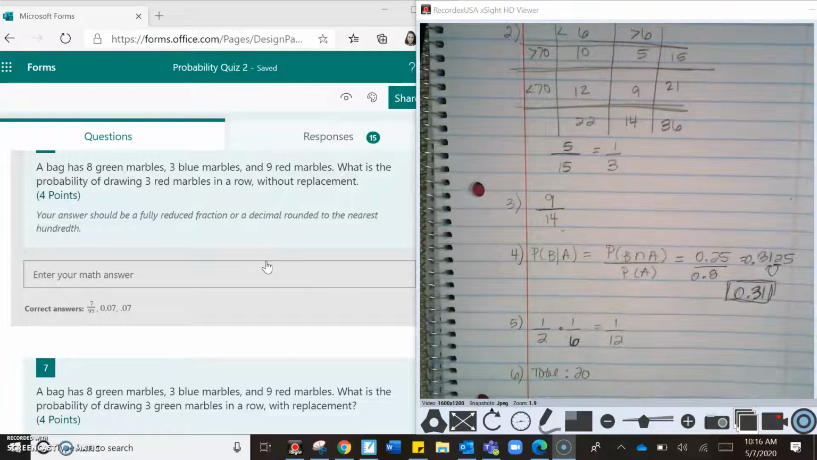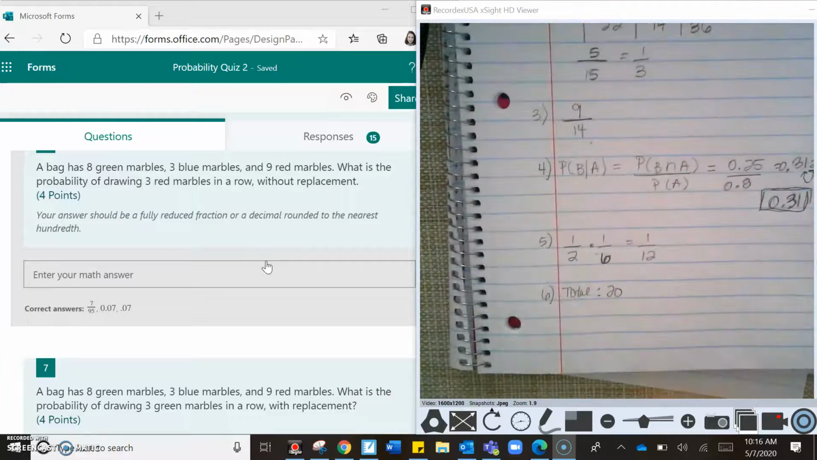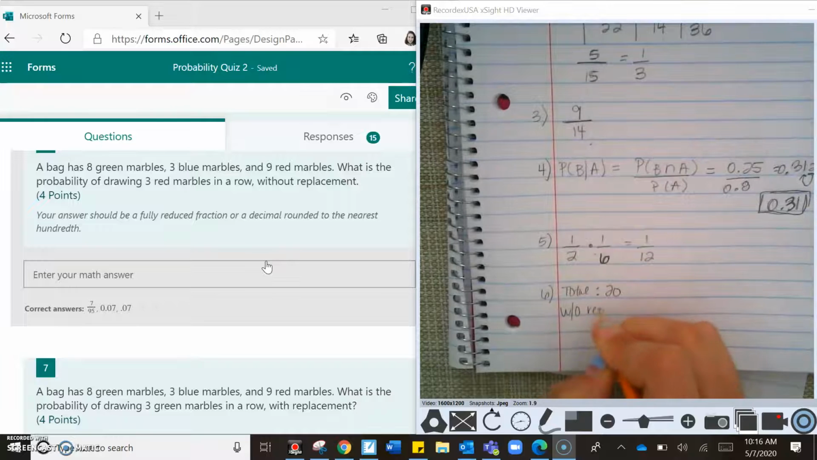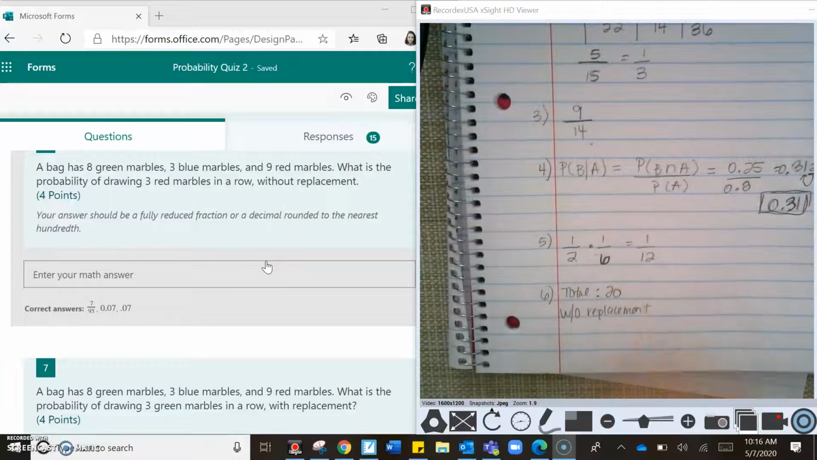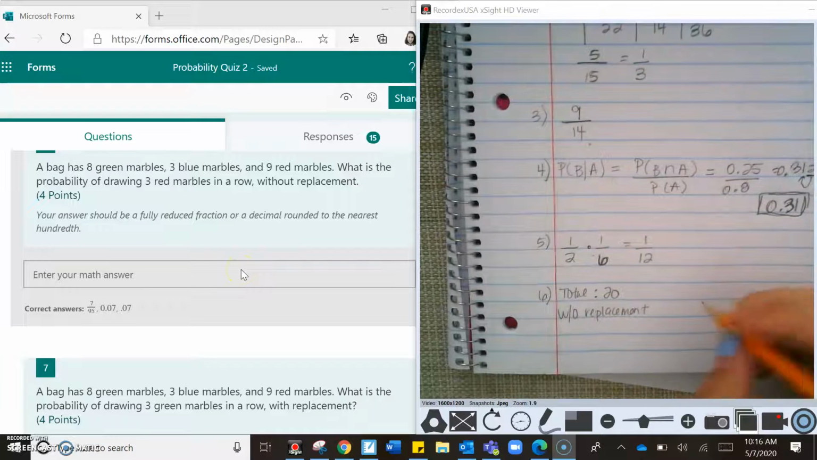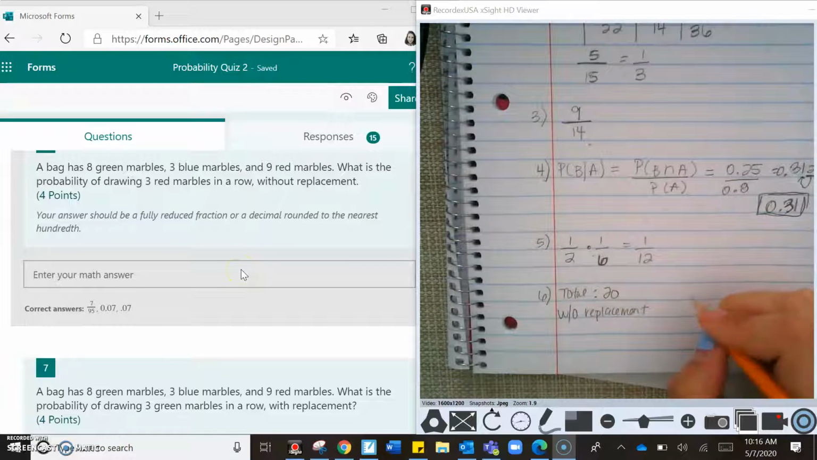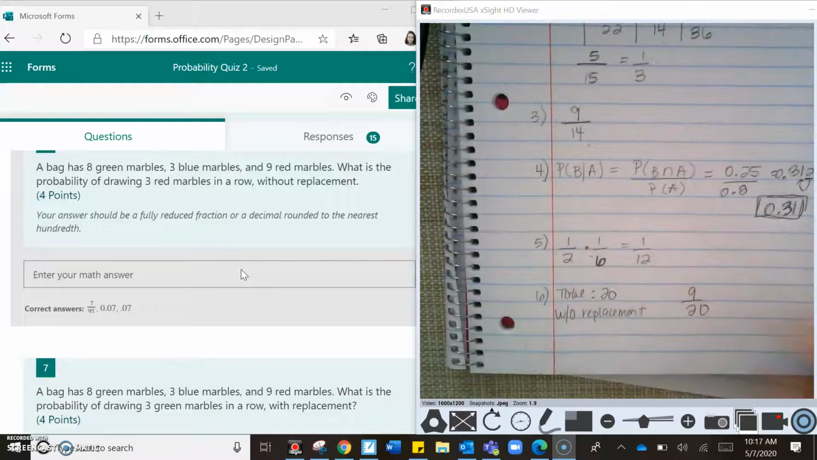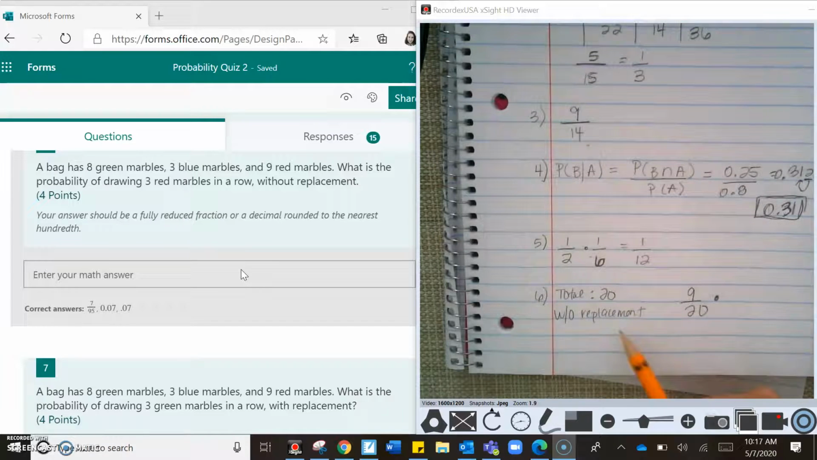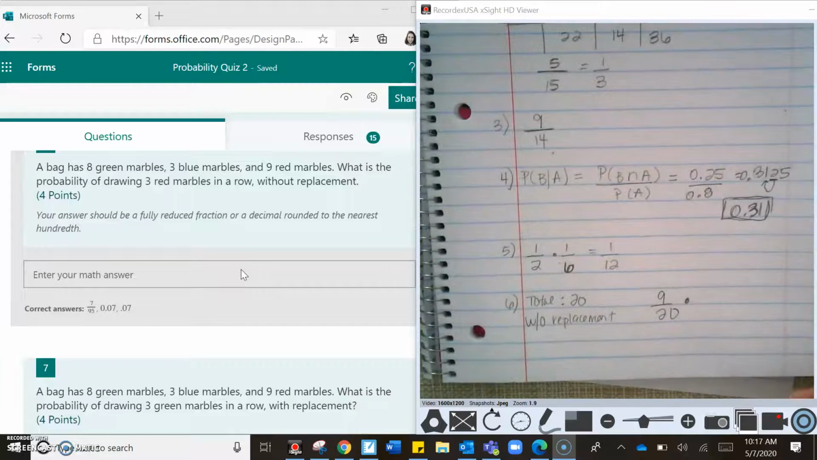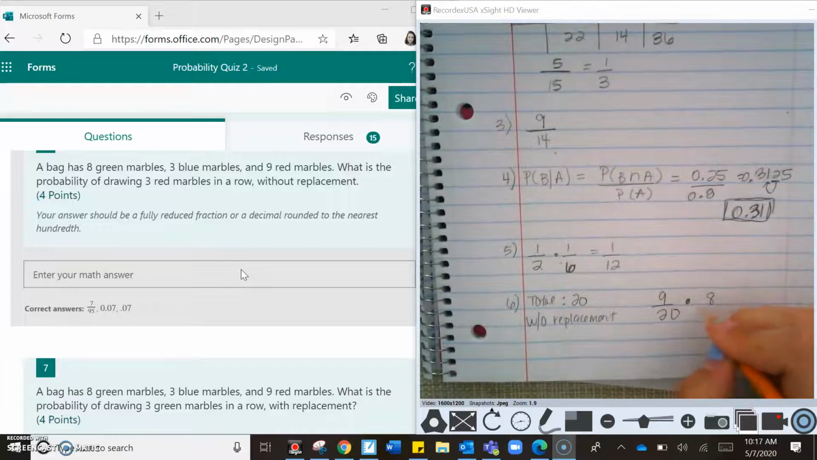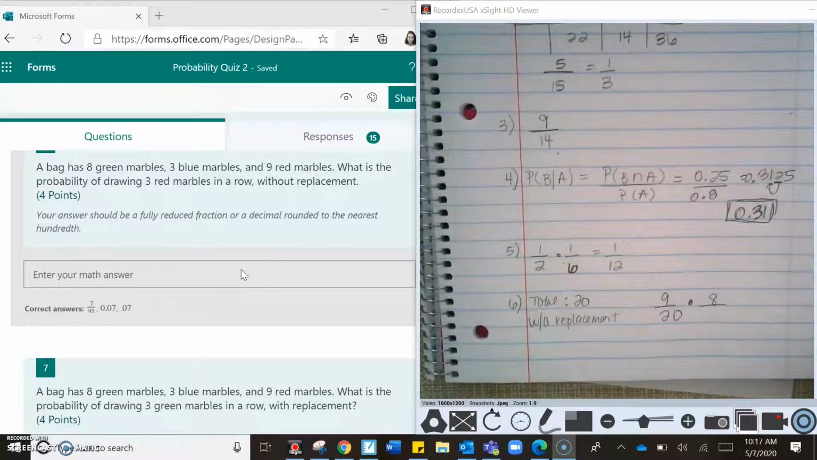Then it says, what is the probability of drawing 3 red marbles in a row without replacement? That's the next key phrase there. It says without replacement. So that means I'm sticking my hand in a bag. The first time I stick my hand in a bag, I have 9 marbles out of 20 to choose from. Then I stick my hand in the bag again, okay? But I didn't put that 1 red marble back. So I have 8 marbles that are red left, and I have 19 marbles left.